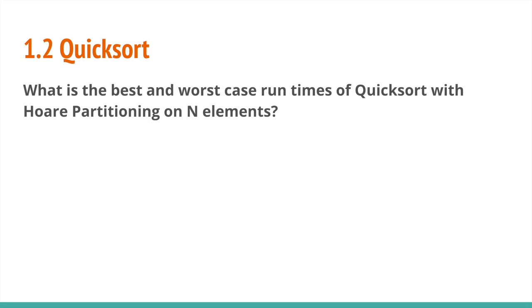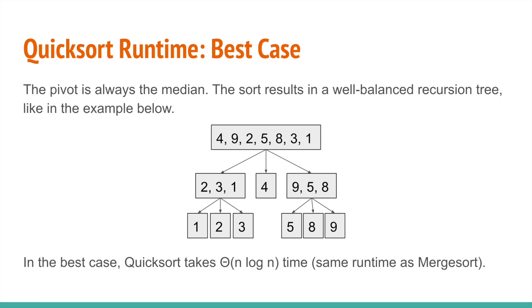Next, we want to analyze the best and worst case runtimes of quicksort with Hoare partitioning on n elements. So in the best case, the pivot is always the median, which will result in a well-balanced recursion tree. Since at each recursive call, we iterate through the input list to split it into 3 sublists, we perform theta n work per level. And since we split the lists into exact halves each time, we have theta log n levels, which results in a total of theta n log n for the runtime.